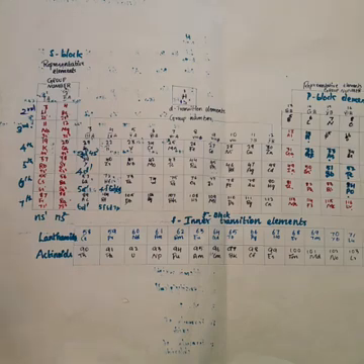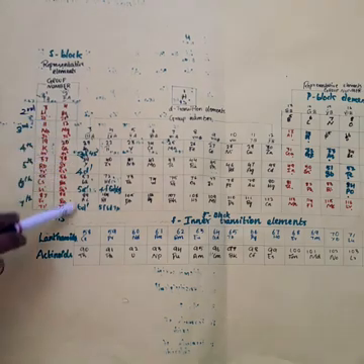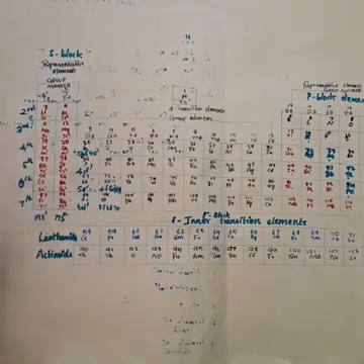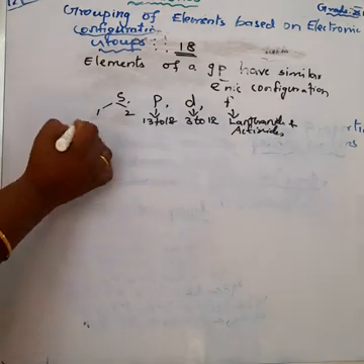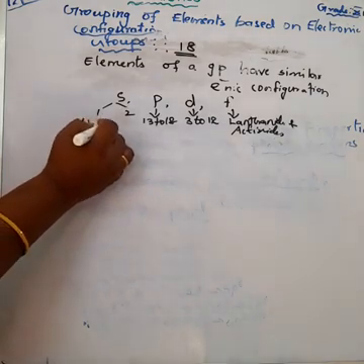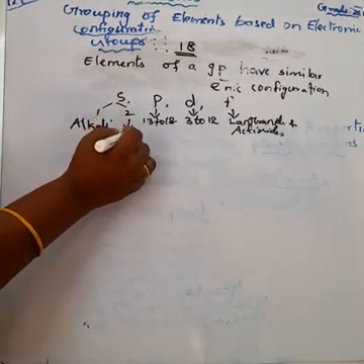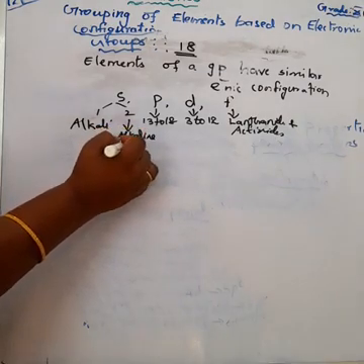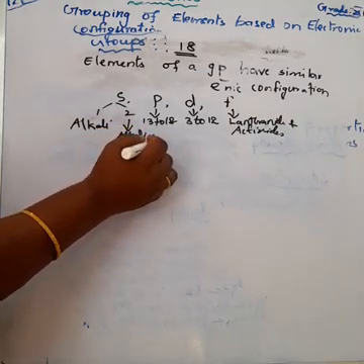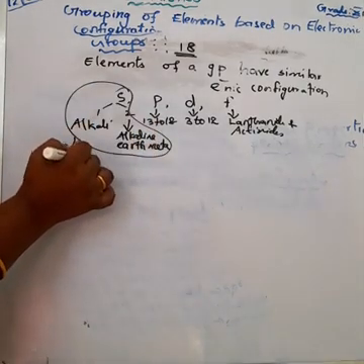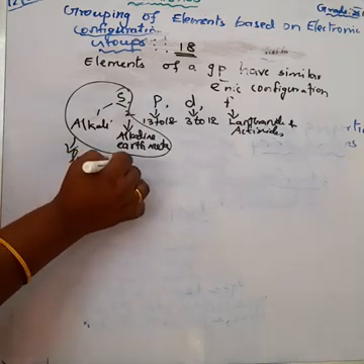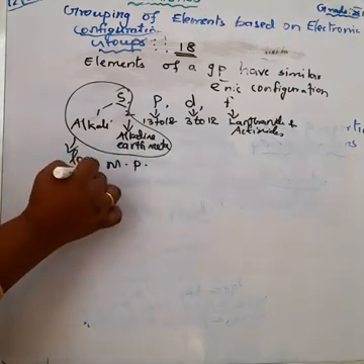The group 1 elements are classified as the alkali metals, and group 2 elements are classified as the alkaline earth metals. S block elements are classified as alkali metals and alkaline earth metals. These are soft metals with low melting and boiling points and low ionization energy. They are highly reactive, more than other elements.